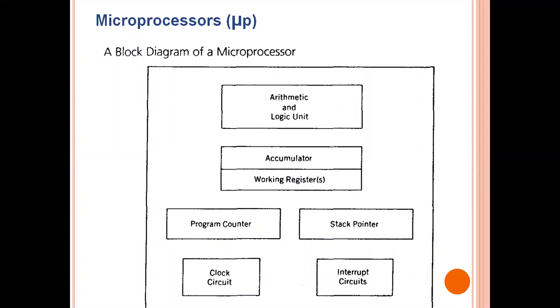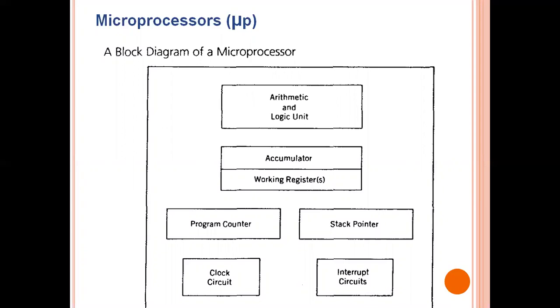And the next part is the clock circuit, which provides clock pulses to the CPU. Without clock pulses, the CPU cannot run. And the last part is the interrupt circuit. It provides interrupt signals to work with the internal parts of the CPU and also external parts. All these parts are inside a single IC. Students, this is about the microprocessor.